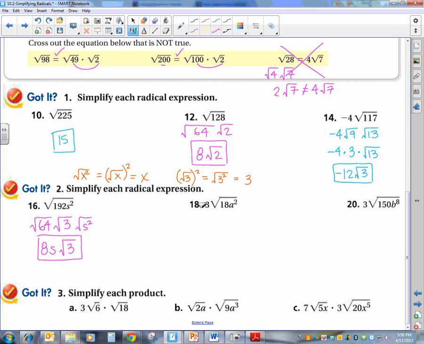Okay, so 3 square roots of 18 times a squared. I'm going to find a perfect square that goes into 18. Now, it's an even number, so you might try 4 and realize 4 doesn't go into 18. But divide it by 2, and you'll see that 9 goes into it. So this is the square root of 9 times 2 times a squared.